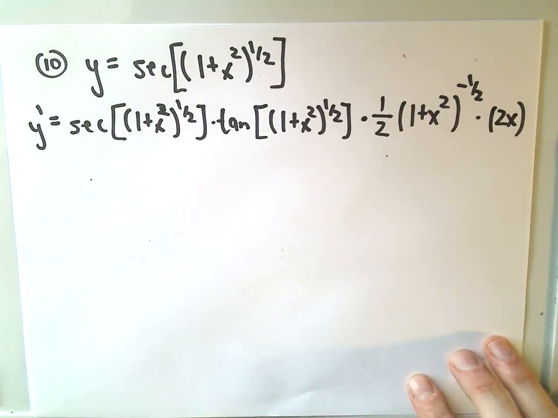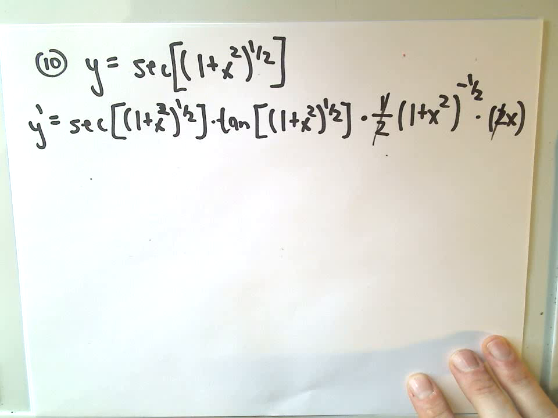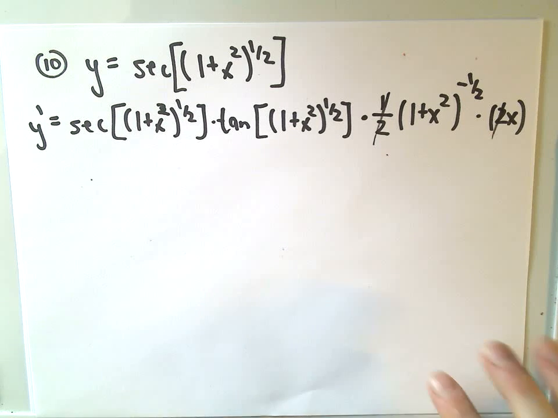Okay, so obviously we could clean this up a little bit. The 1/2 and the 2 cancel. You could put the 1 plus x squared back in the denominator, but again, that is not my intent, so we'll just leave it there for the moment.